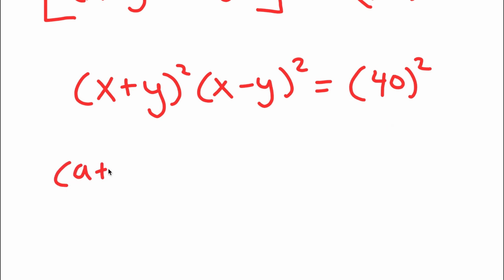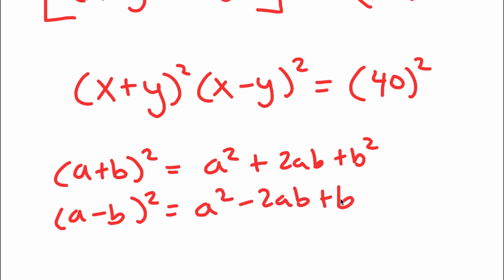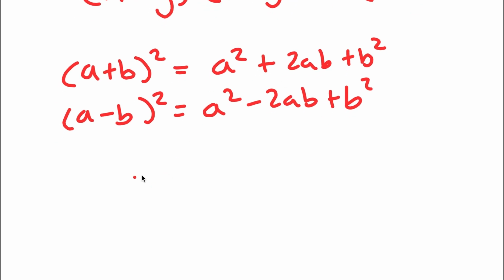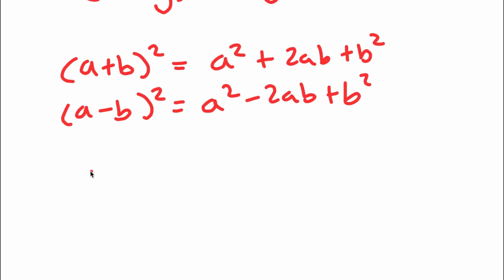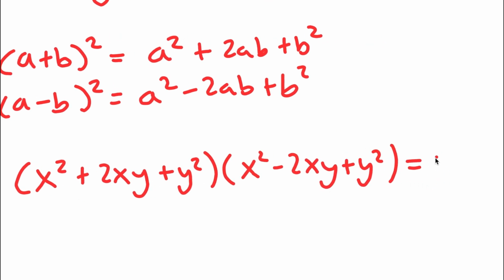If I have something in the form a plus b squared, this is equal to a squared plus 2ab plus b squared. And if I have something in the form a minus b squared, this is equal to a squared minus 2ab plus b squared. So I get x squared plus 2xy plus y squared times x squared minus 2xy plus y squared is equal to 40 squared, which is 1600.